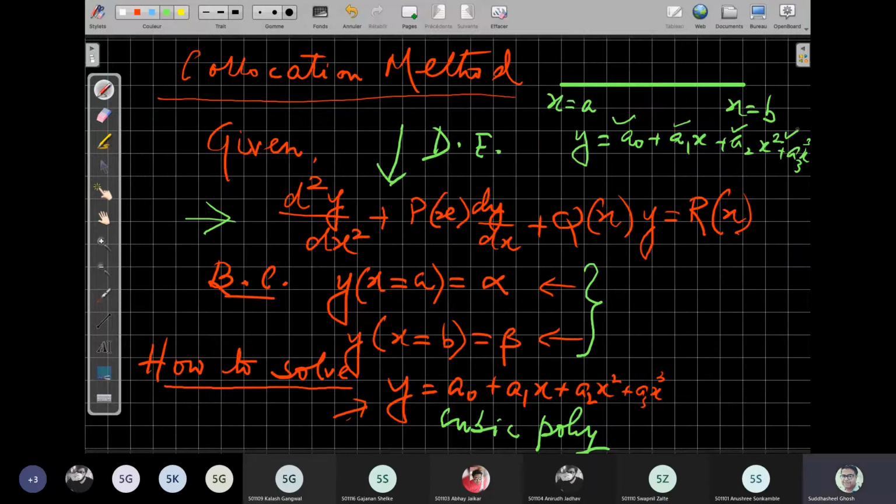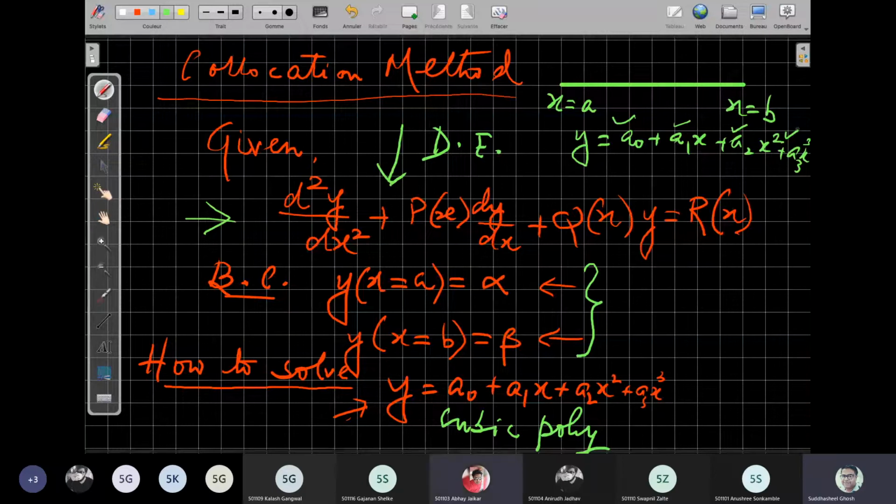How many unknowns are there, boss? 3. No, 4 unknowns are there because A0, A1, A2, A3. These are 4 unknowns. If I change the values of A0, A1, A2, and A3, the polynomial will change. We have demonstrated this in the last class. You remember we used GeoGebra.